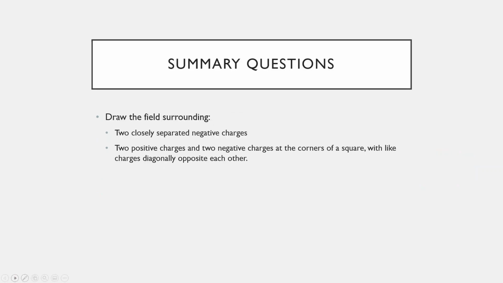Right, so there's some summary questions for you to attempt yourself. It's just drawing the field surrounding two negative charges, or two positive and two negative charges at the corners of a square with charges diagonally opposite each other. Have a go at drawing them.